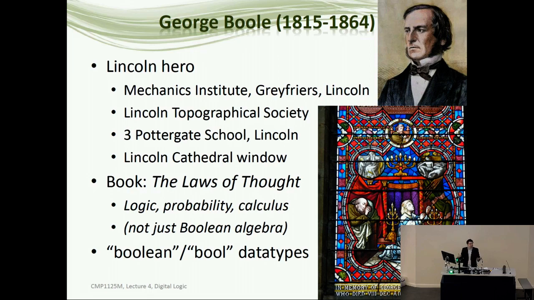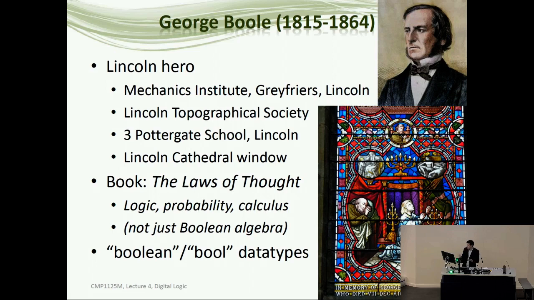autodidact. He was self-taught, which was very unusual for an academic at the time. Almost everyone else we've seen in the history of computing was rich, and they were very expensively educated, and they got into Cambridge and so on. Boole was the son of a shoemaker from Lincoln, and he taught himself by going to the library, as you guys can do, and reading a lot of books and finding his own way through these materials. It was because of that he was able to do some very creative and kind of weird things that no one else was thinking about.